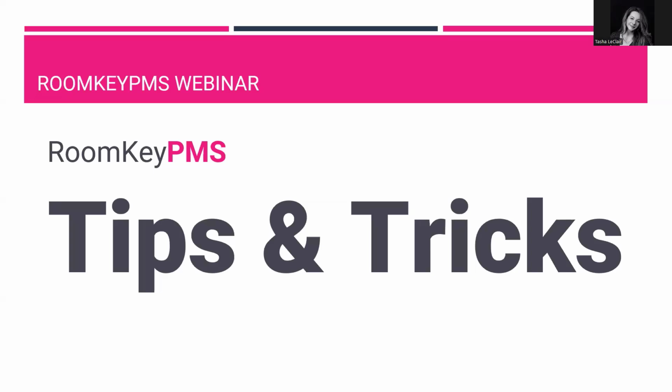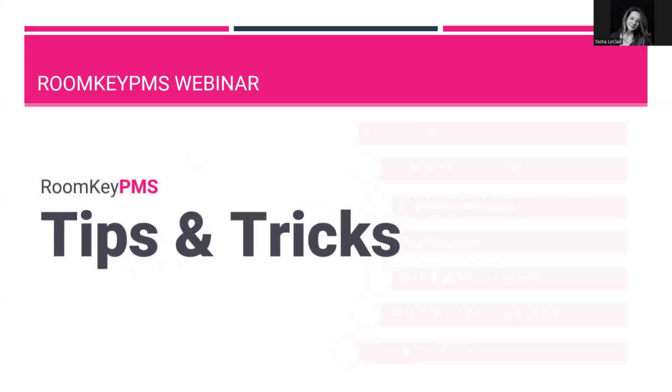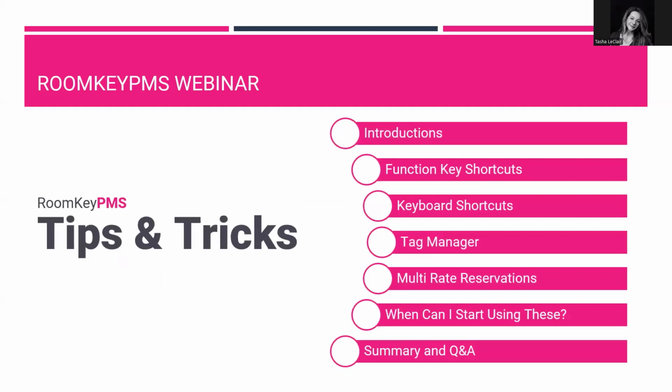Today we're taking a look at some tips and tricks for using RoomKeyPMS software. So the outline for today's presentation will start with some introductions. Then we'll jump right into some groupings for different tips and tricks that we'll be looking at throughout today's presentation. That includes some function key shortcuts and keyboard shortcuts, as well as using the tag manager, reporting filter or tool in RoomKey, and making multi-rate reservations. We'll also take a summary look at when you can start using all of these tools inside the RoomKey software, and then we'll wrap it up with a summary and Q&A at the end.